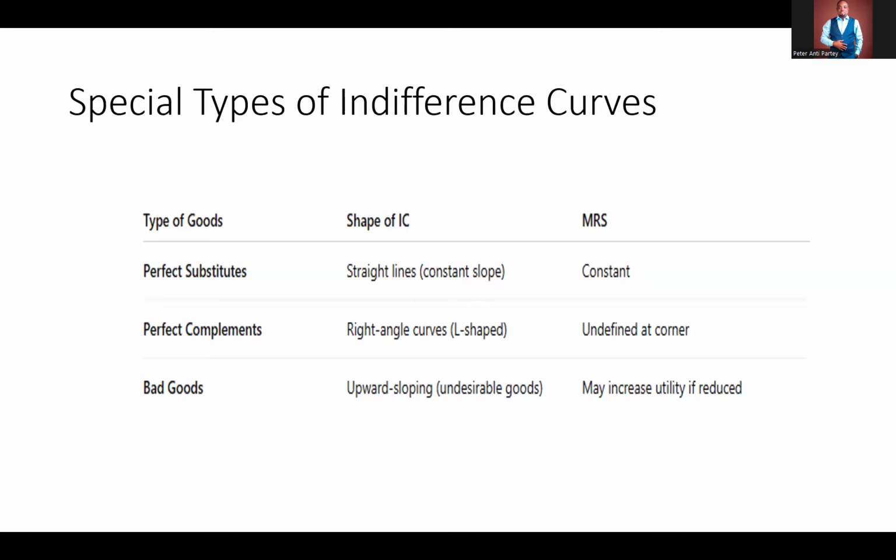The second one is perfect complements. Complements are commodities that are used together. Okay, they are used together. So that one too, the shape of the indifference curve is L-shaped.